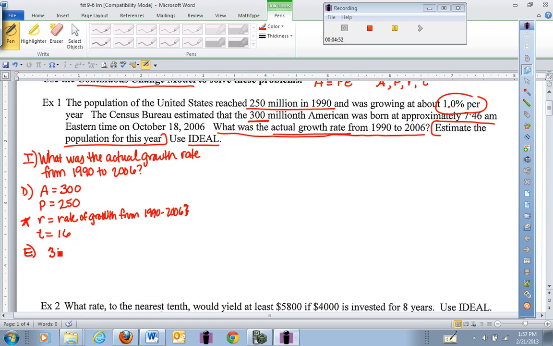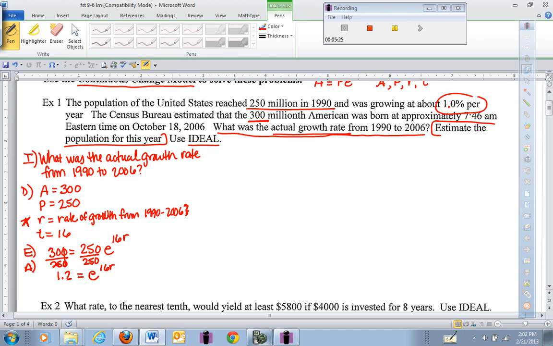I'm going to say 300 equals 250 e to the r times t. So I'm going to write that as 16r. And now I want to solve this. So the A part is act on your equation by solving and checking. To solve this, I would first divide by 250. And 300 divided by 250 is going to give me 1.2. So I'm going to say 1.2 equals e to the 16r.